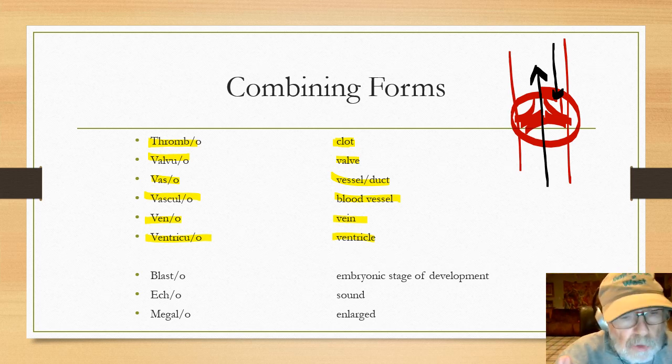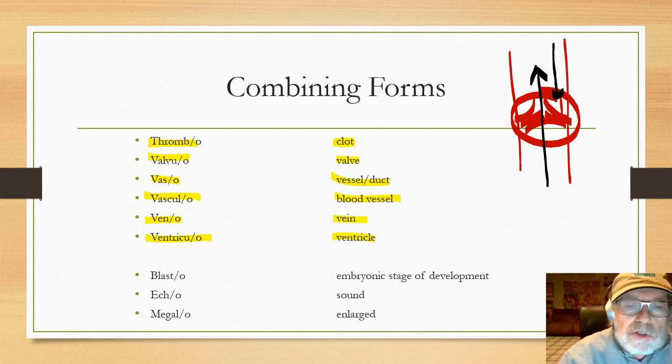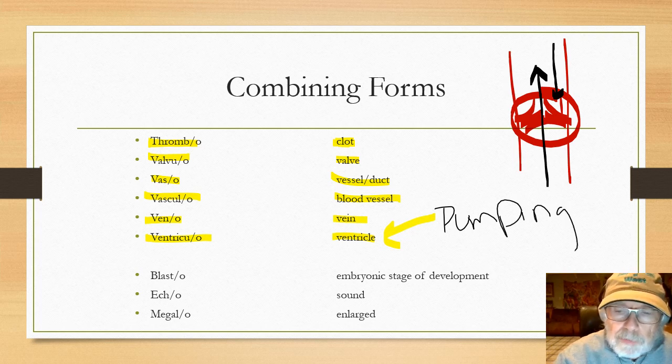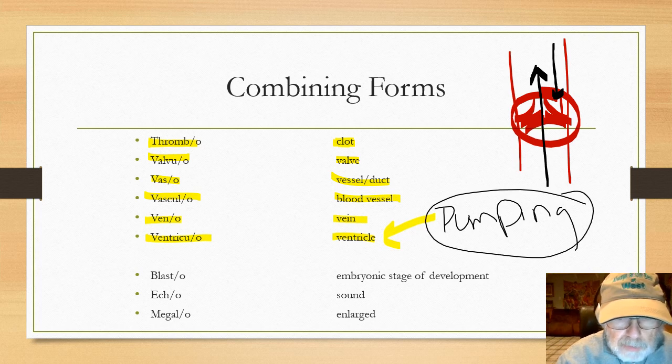On the inferior portion of the heart, we have the large muscular chambers, and they are called the ventricles. And the ventricles are the pumping chambers because they have a lot of muscle in them. Atrium, receiving chambers; ventricles, pumping chambers.